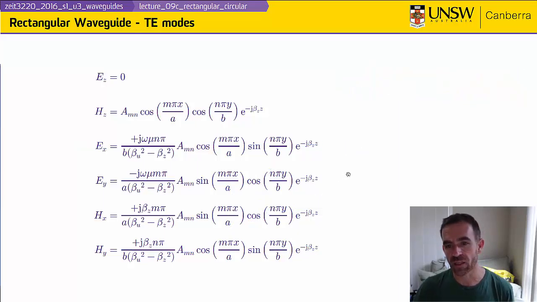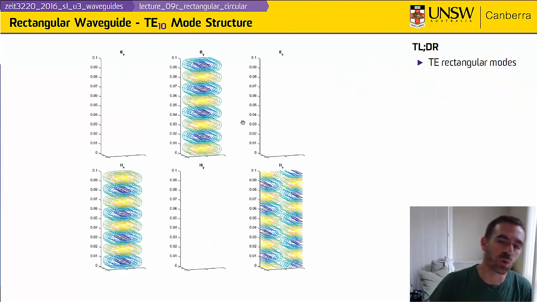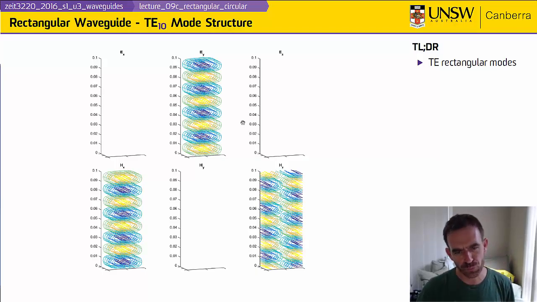So let's see what that ends up doing when we look at the mode structure. What we're plotting here is the amplitude of each of the 6 field components for this particular mode, and this is the TE10 mode. We've got the x direction here, the y direction going in and out of the plane, and the z direction, the direction of propagation, and this is frozen at one instant of time. And what we can see is that if I move in the y direction at any given position x and z, the fields are constant.